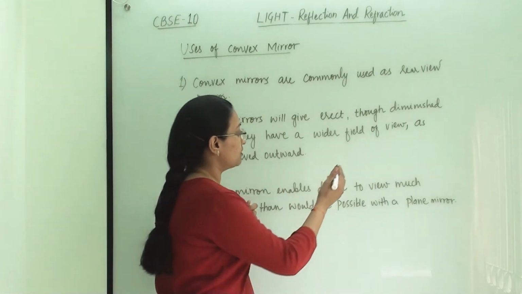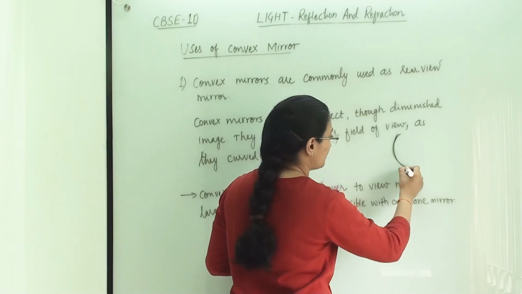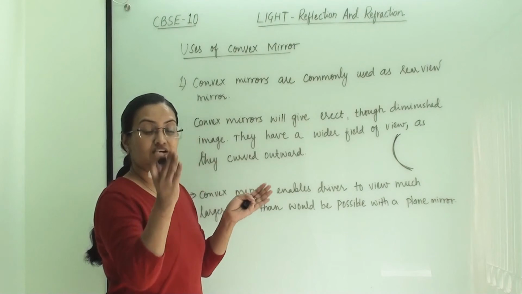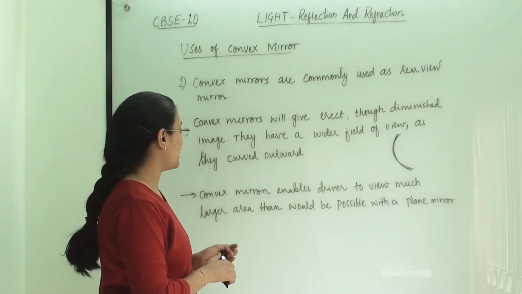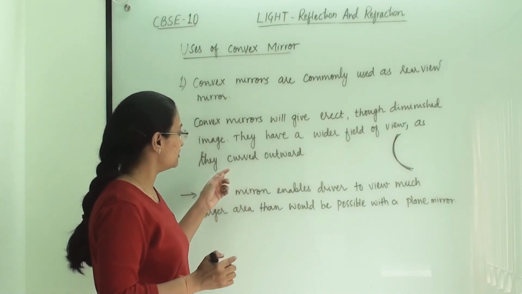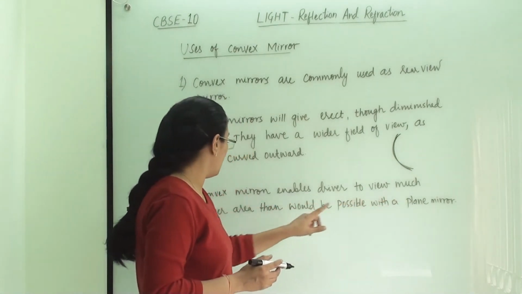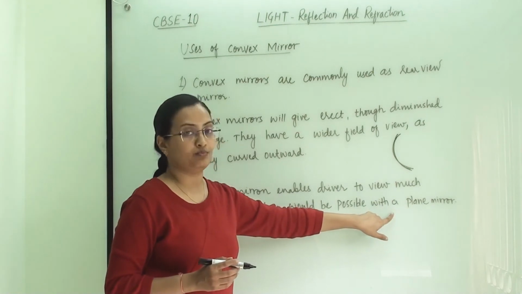How will the convex mirror be? A convex mirror is something like this. They are curved outward. So that's why it will give us a larger area of view. They will give us a wider view compared to a simple mirror. A convex mirror enables the driver to view a much larger area than it would have been possible with a plain mirror.